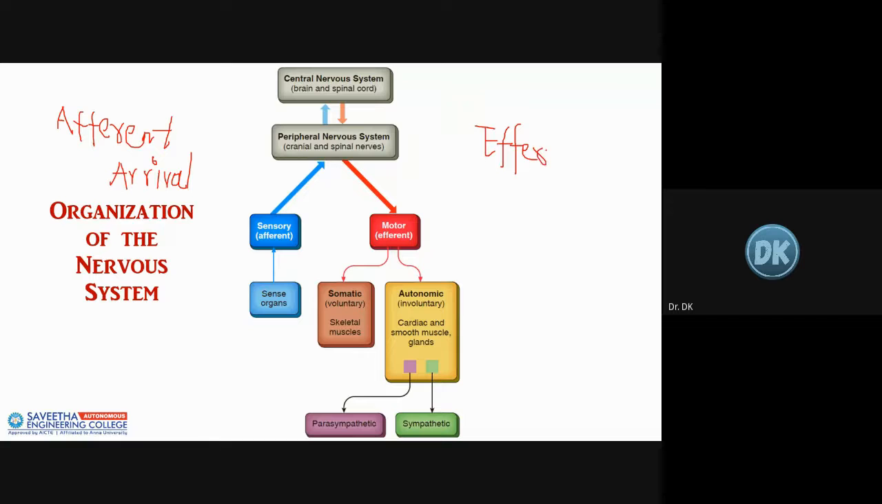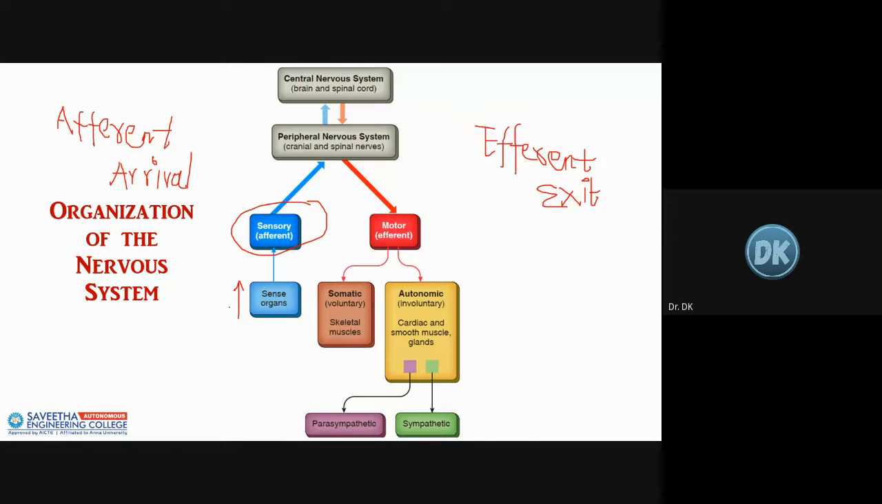Afferent means arrival, efferent you take it as exit. So afferent, our sensory neurons, we call it as afferent. Why is it called afferent? It is taking the different inputs from your sense organs. What are your sense organs? Your eyes, ears, hands, nose, tongue, all of them are sense organs, right?